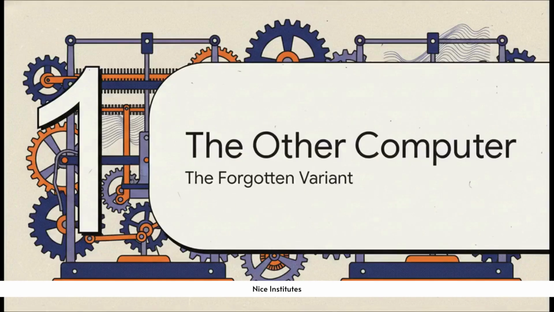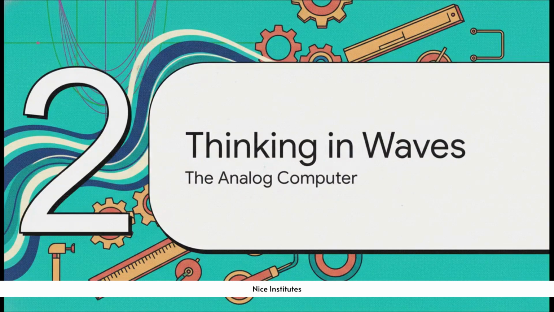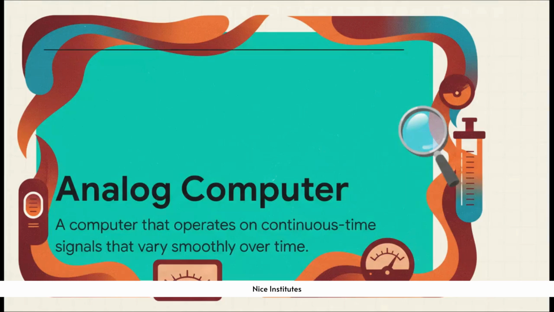So first up, let's pull back the curtain on this other computer. It's kind of the forgotten variant that worked in a way that might seem totally alien to us now. So let's meet the original, the analog computer. Get this, it didn't think in steps, it thought in waves. It didn't count, it measured. So what on earth does that actually mean?